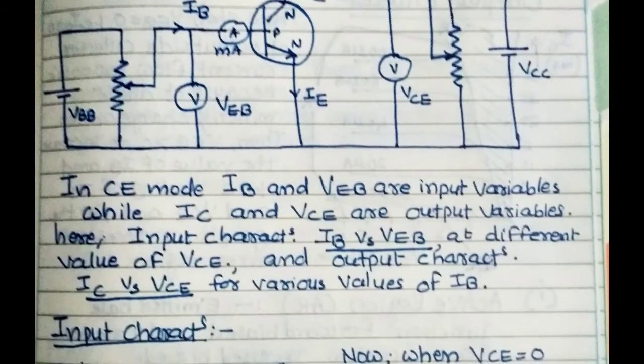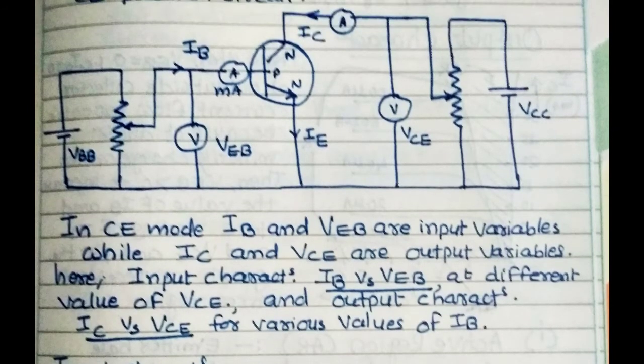Now in common emitter mode, IB and VB are the input variables. As shown in the figure, they are the input variable terminals. The output is IC and VC.